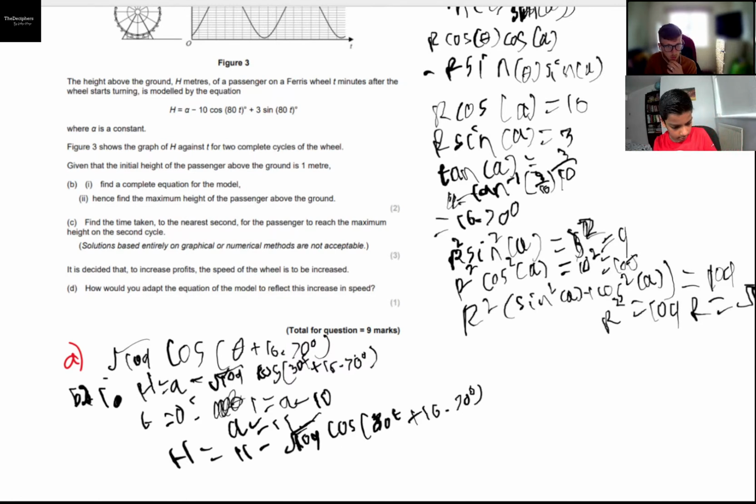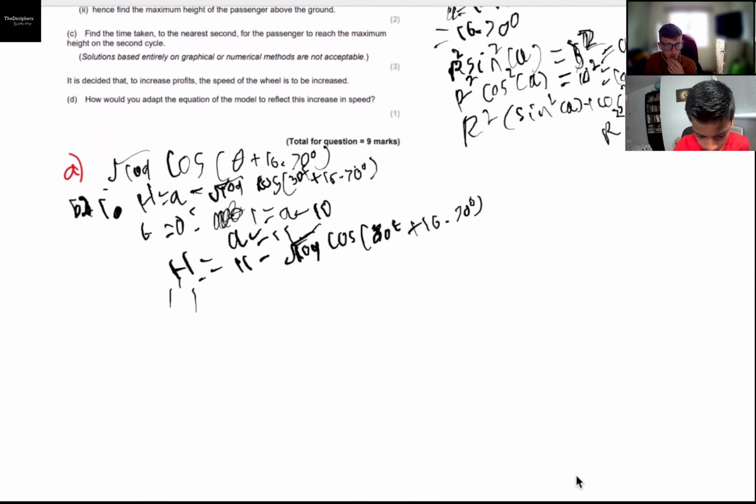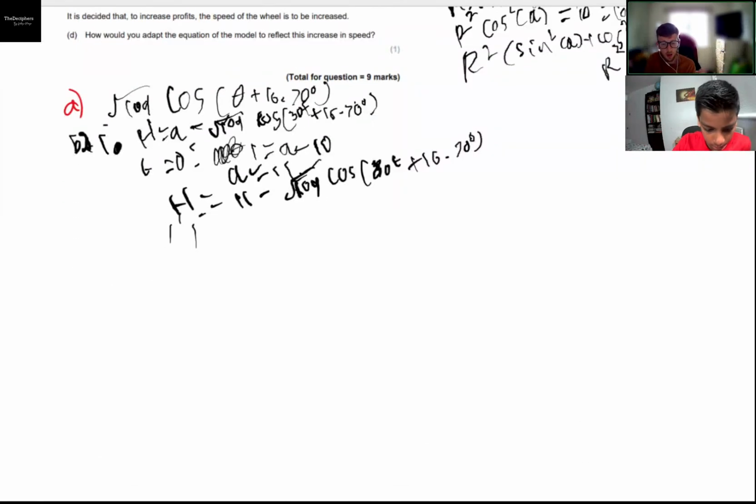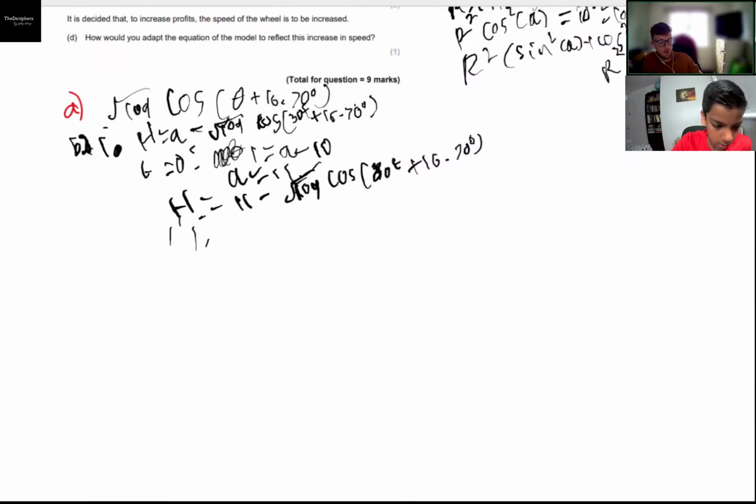And we have finished our equation. Wait, no. So then for part I, whoops, need to move down, I guess. So hence find the maximum height of the passenger above the ground.